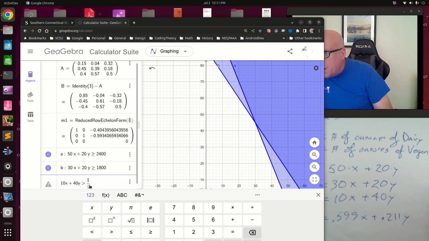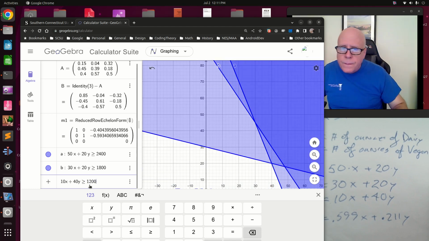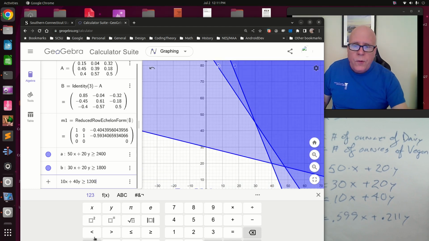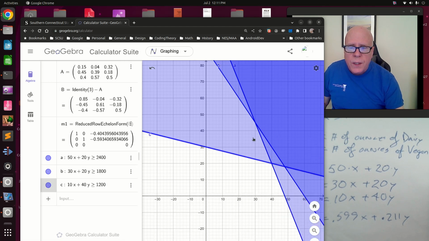Oops. We got something formatting wrong. Greater than or equal to, there we go, 1200. Okay, you can see what the feasible region is now. It's the stuff that's colored in the darkest.